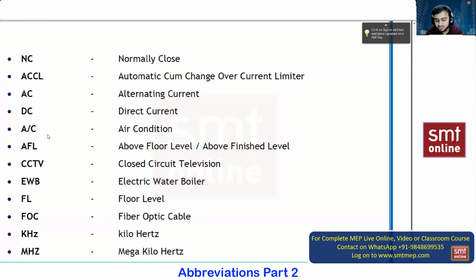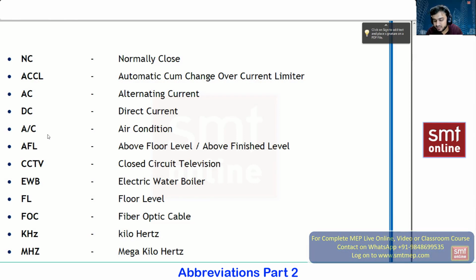Again, we have the ACCL, automatic changeover current limiter. This is actually a very new device in the market, which is offered by only one manufacturing company, nothing but Havells. Havells has got this device. So what it is doing is limiting the amount of current. For example, I have an interruption from the transformer side in my home. So I have a connection from the generator side also.